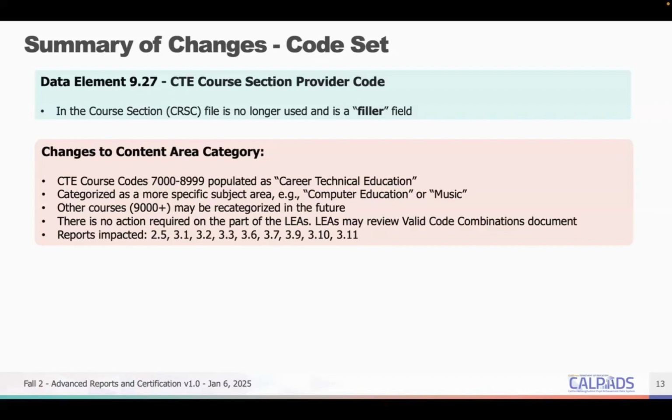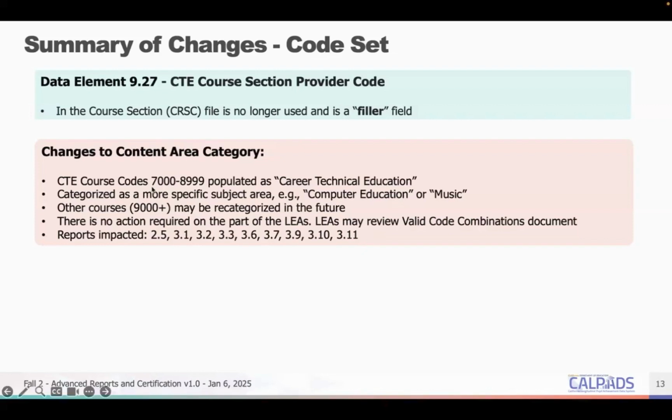Definitely check with your vendors to make sure that they have an update where this field is cleared out and nothing is populated in it in your course section records. And the reason for this field going away is that it was part of the original design of the Perkins data collection before, but the CTE office does not use this information for any specific purpose at the moment. So that's why it is no longer collected.